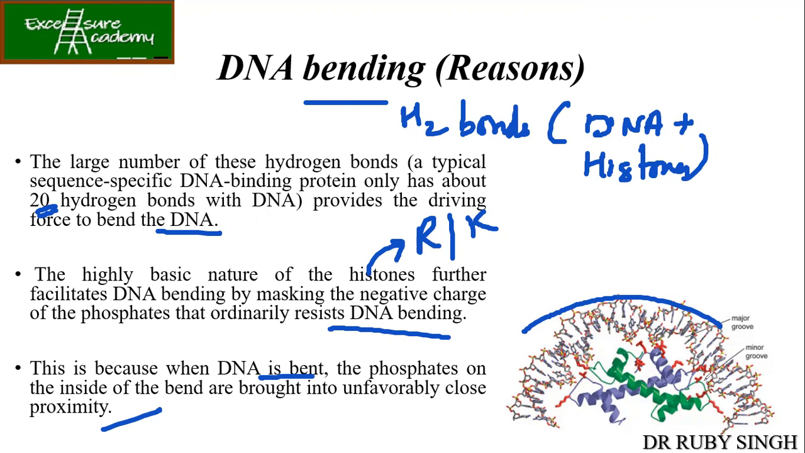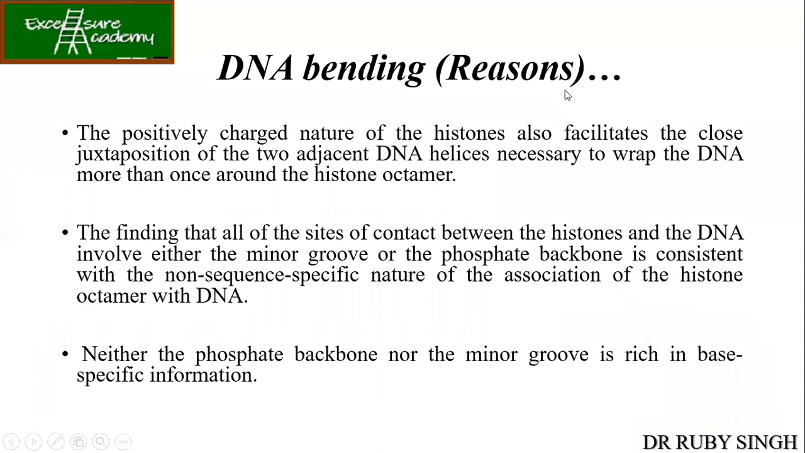The phosphate backbone, which has the negative charge, will repel. Since it is associated with the basic charged amino acids present in the histones, it is possible. The positively charged nature of the histones will facilitate the close juxtaposition of the two adjacent DNA helices necessary to wrap the DNA more than once around the histone octamer. So this is what I was telling you: we have histones, and the DNA wraps around them two times, okay? So this is only possible two times and without any repulsion because it is favored by the basic amino acids present in the histones.